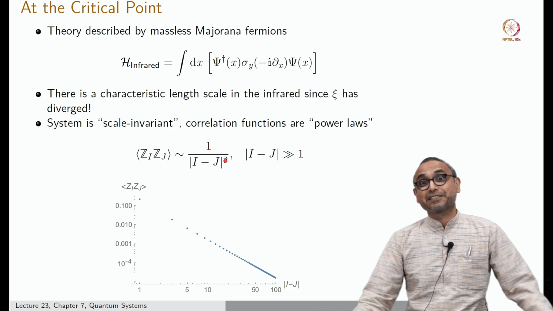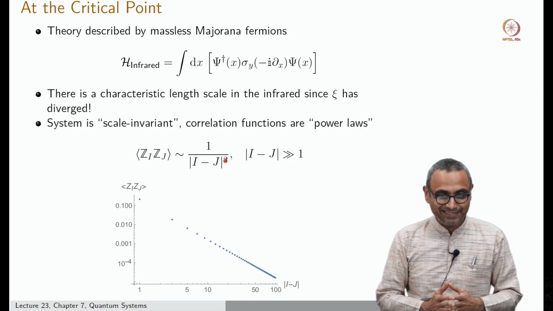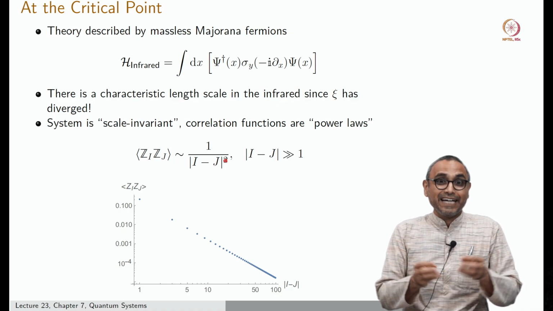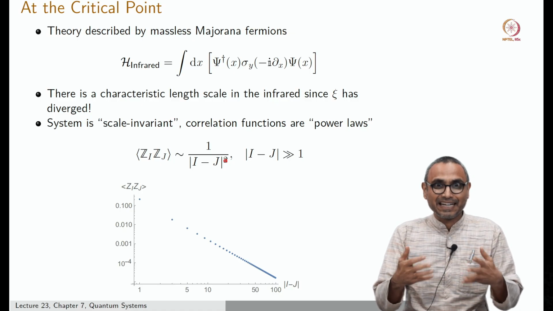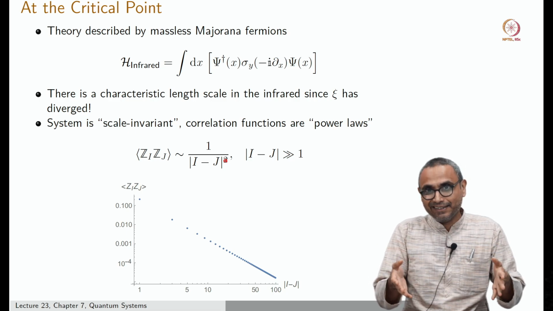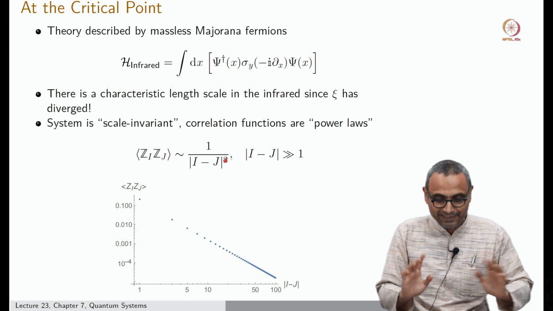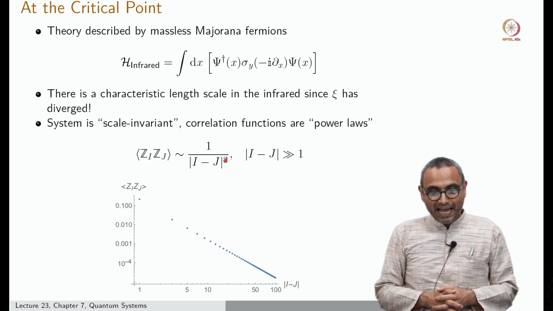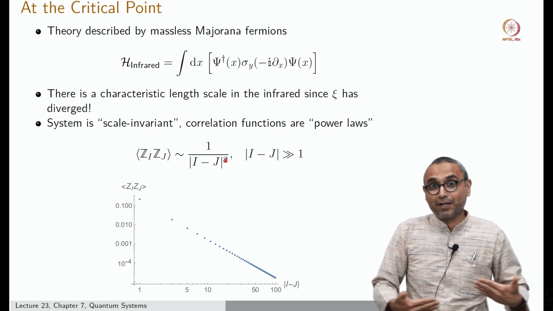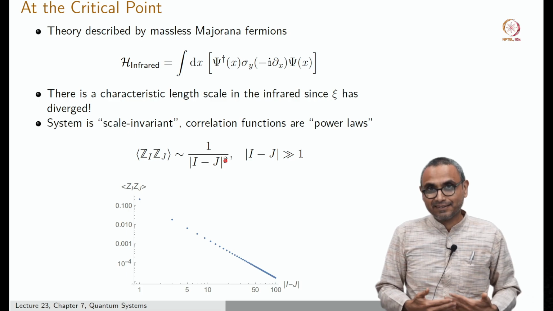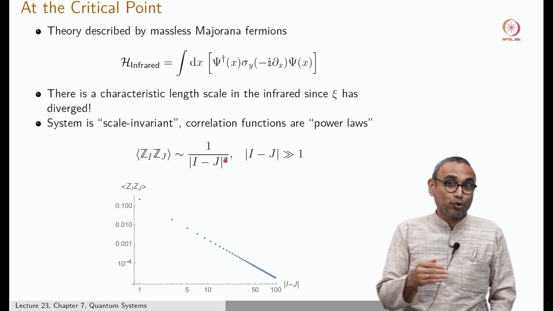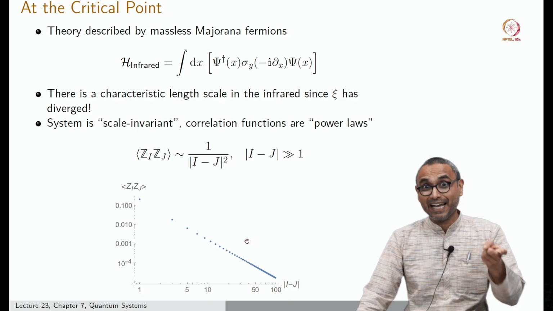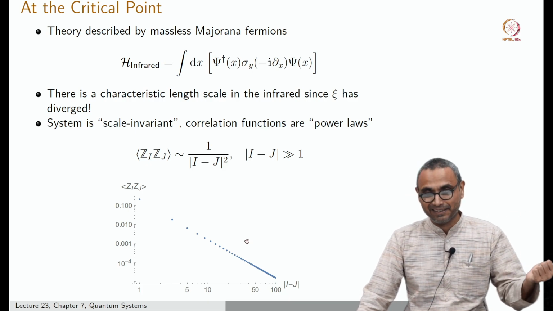So this is also an extremely revealing piece of information. It has taught me that at the critical point, I don't have any intrinsic or emergent length scale remaining. The length scale has diverged, so it doesn't determine any other distance, and my correlation functions become power laws at the critical point. If you go away from the critical point, you will see that such correlation functions die exponentially, and they die exponentially with that length scale which we had discussed, the correlation length scale.